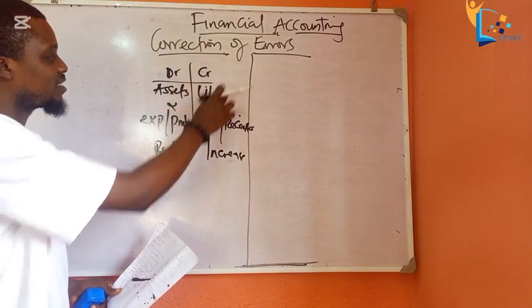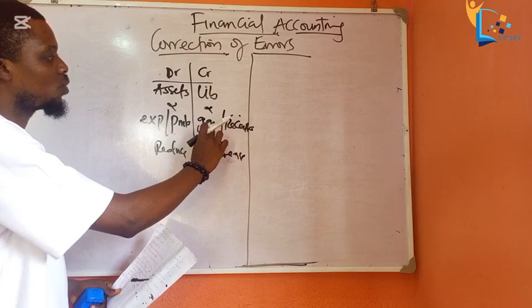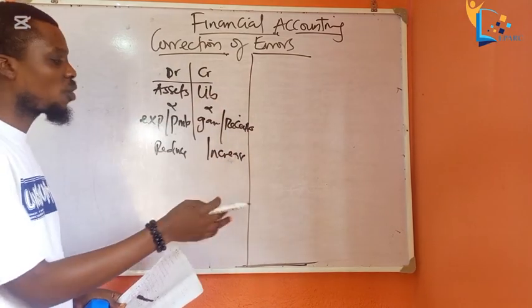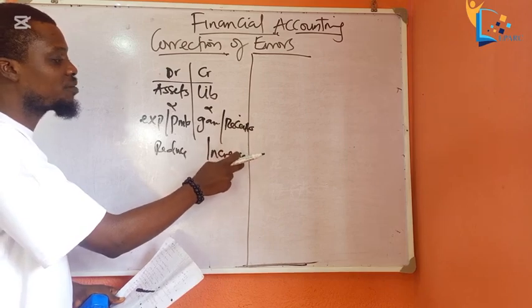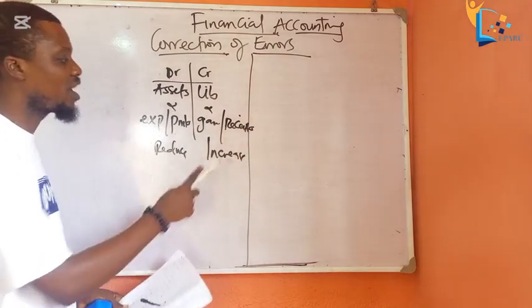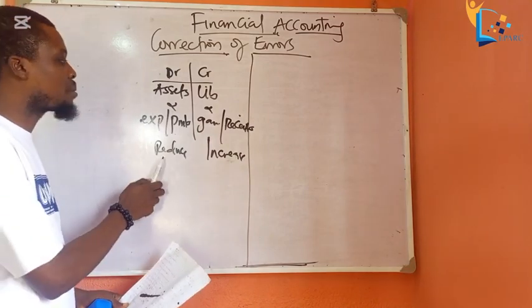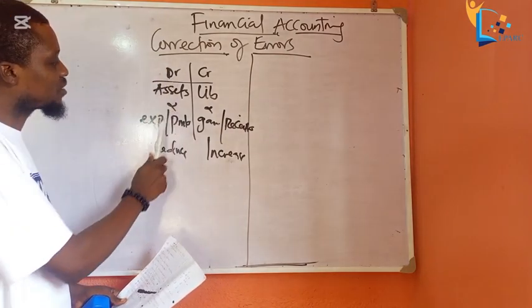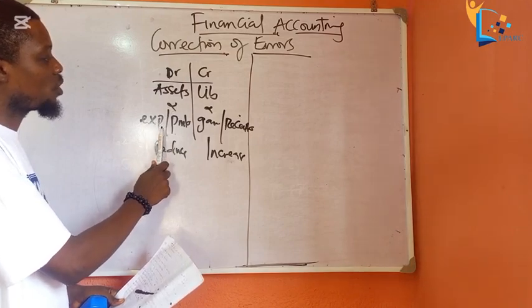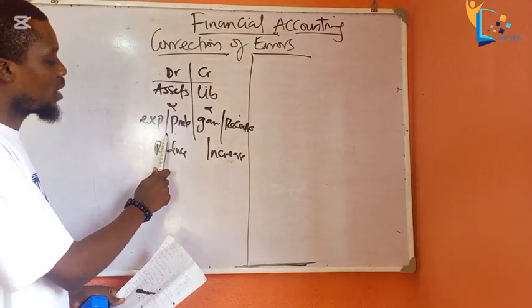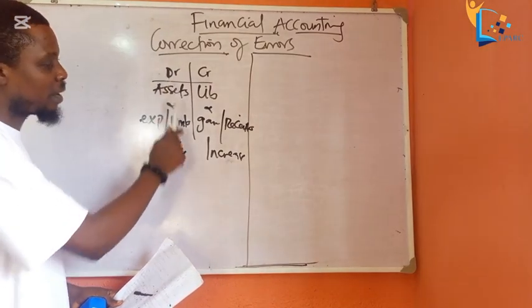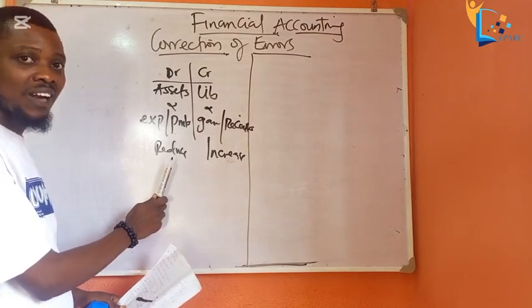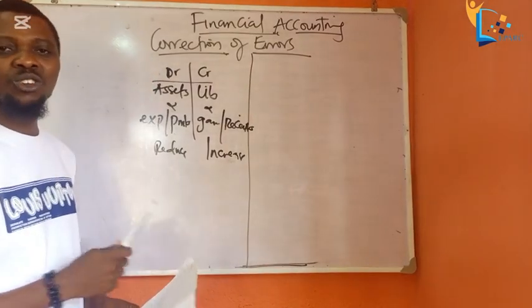Because receipt and income already have a credit balance. So when your correcting figure has a credit balance on your nominal account, it will increase profits. But if it has a debit balance, automatically it will reduce profit, because even expenses and payments have a debit balance already. So any of your correcting entries that has a debit balance will reduce profit. I don't know if you get it.